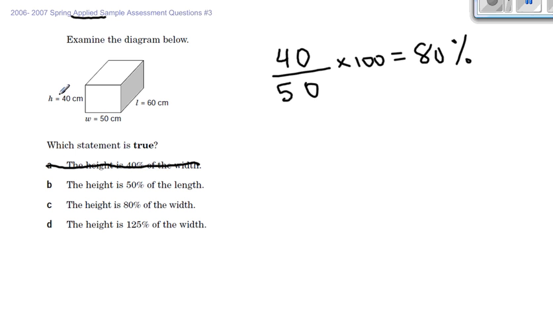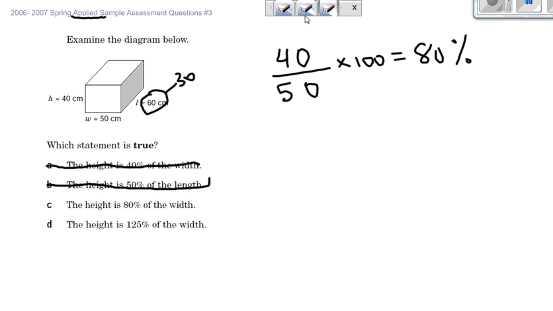Is the height 50% of the length? Well, 50% is a kind of an obvious one, right? 50% of the length would be 30. This is not 30. So we know that it can't be B.